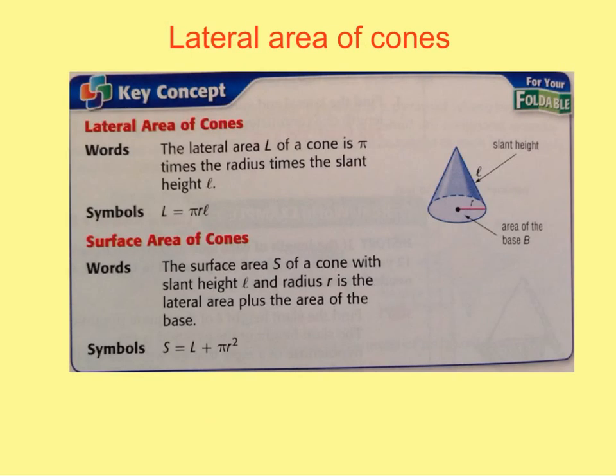The last thing we're going to do today is find the lateral and surface area of cones. So let's start with the lateral area. We can see here, using this formula right here, that the lateral area of a cone is going to equal pi times the radius times the slant height. And you can see the slant height in a cone just goes from the vertex to the base.